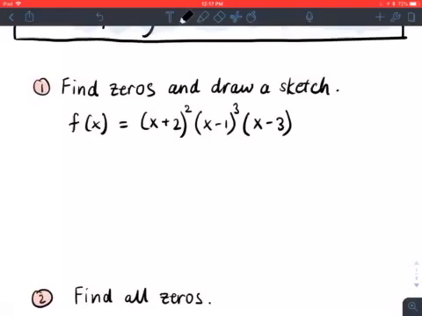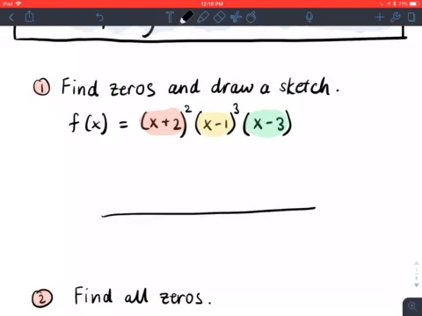For this problem, we need to find the zeros of the function f of x equals (x plus 2) squared times (x minus 1) cubed times (x minus 3). From the factored form, we can immediately see that there are three distinct roots. They are located at x equals negative 2, x equals positive 1, and x equals positive 3.